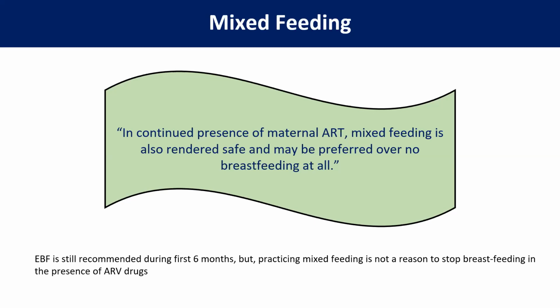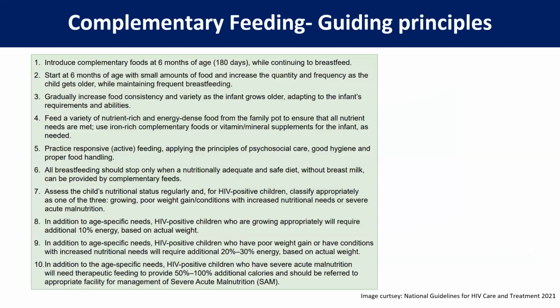Suppose if your adherence is poor, if viral load is high, the whole game changes, then you need to be very careful in advising that. So complementary feeding, what are the principles?